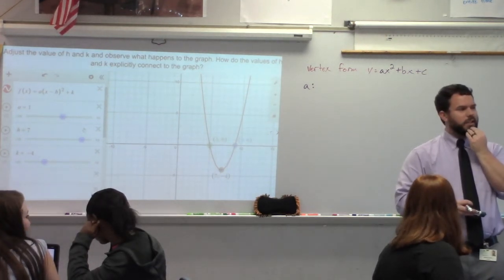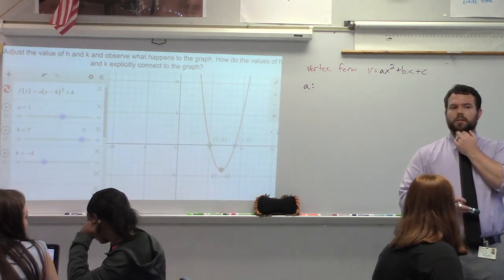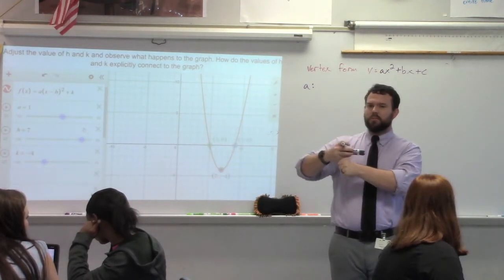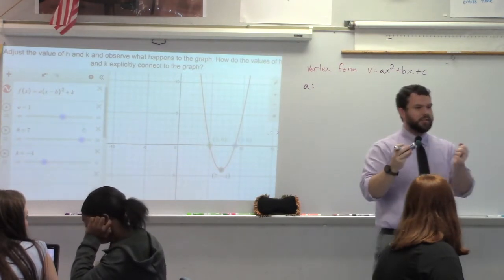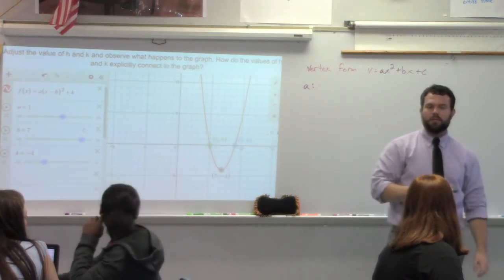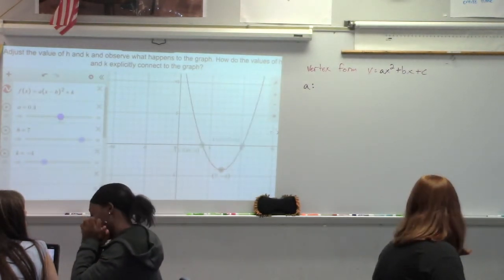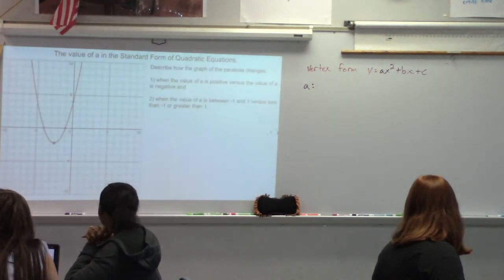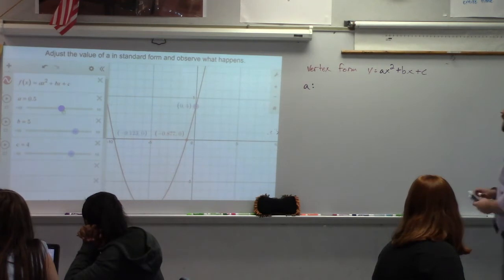Sounds familiar, doesn't it? It's just like with vertex form. What about when A gets further from 0? Does it still seem to be vertically stretched, like it's a little bit skinnier? When A is closer to 0, does it still seem wider, or vertically compressed? Yeah, vertically compressed. So I got to point this out.